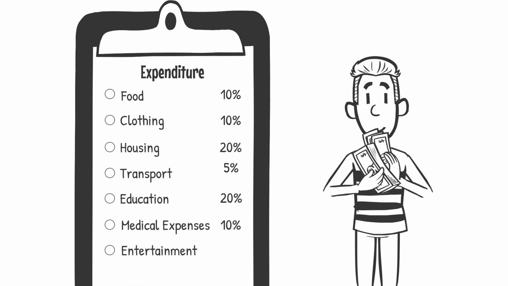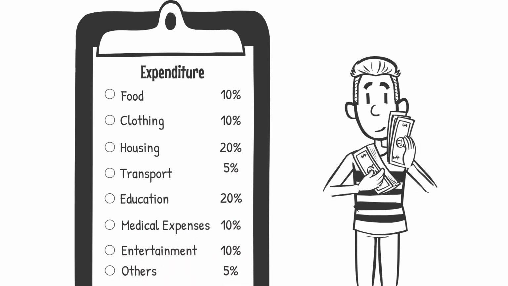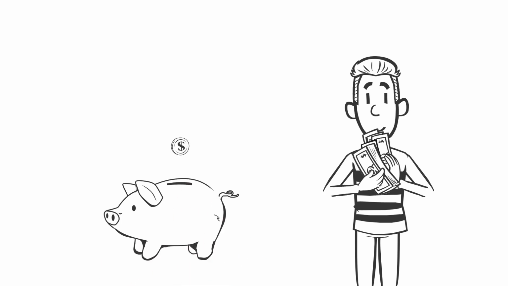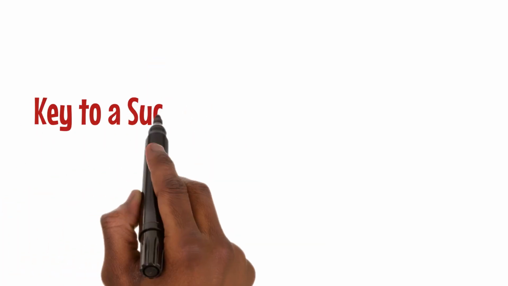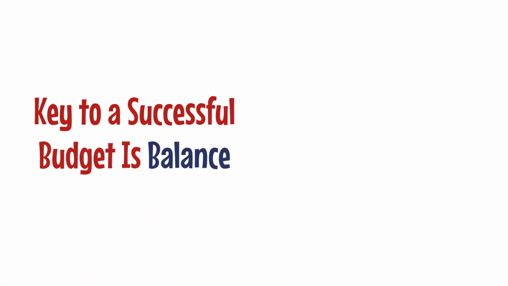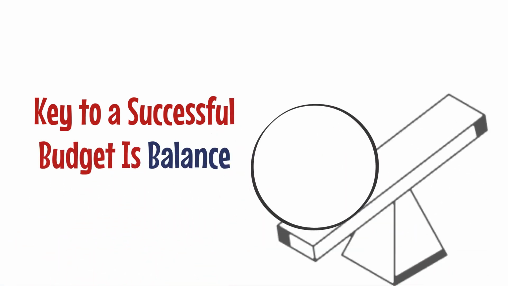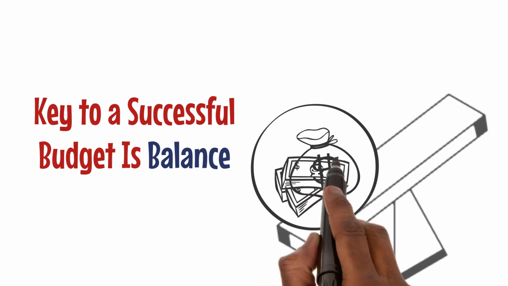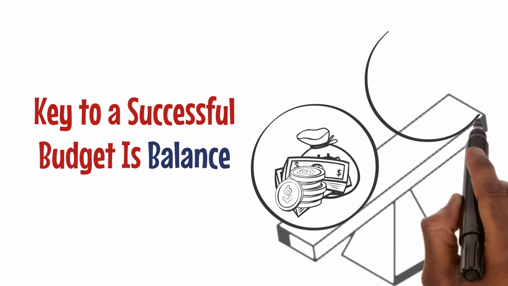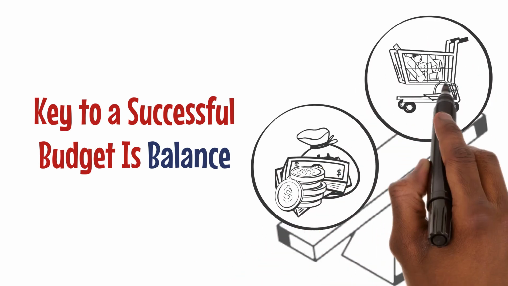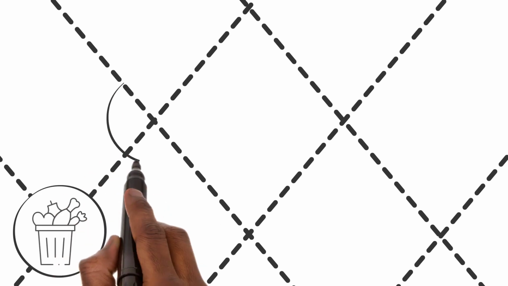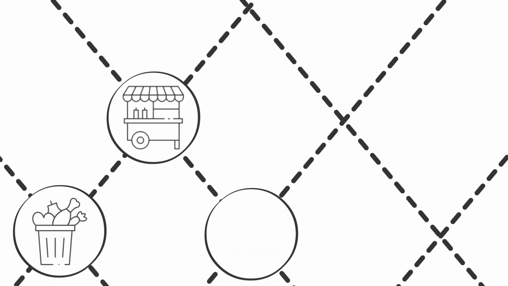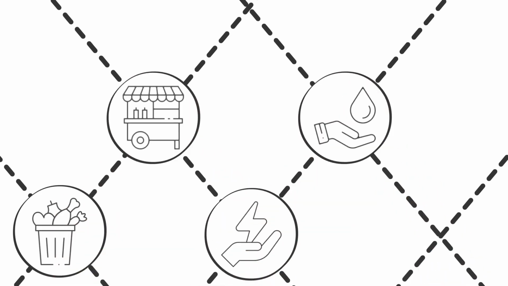But how much should you save? Well, a good rule of thumb is to save at least 10% of your monthly income. Remember, the key to a successful budget is balance. You should spend less than you earn. If you find it hard to do that, you can either find ways to earn more money or cut down on unnecessary expenses. To cut expenses, avoid wasting food, reduce eating out, and be mindful of electricity and water usage.